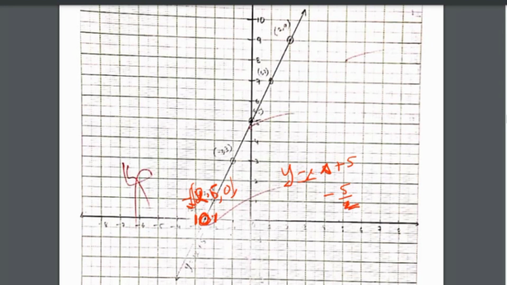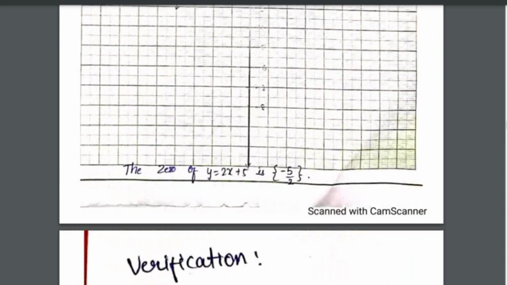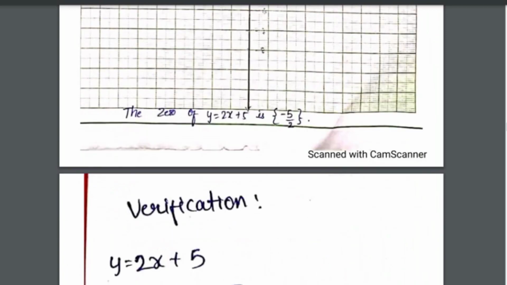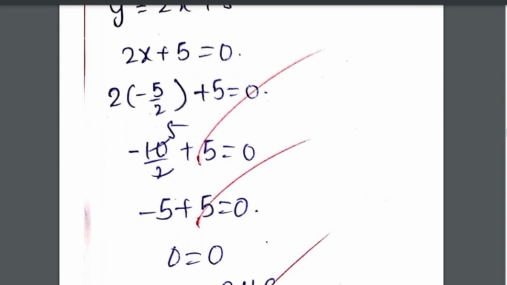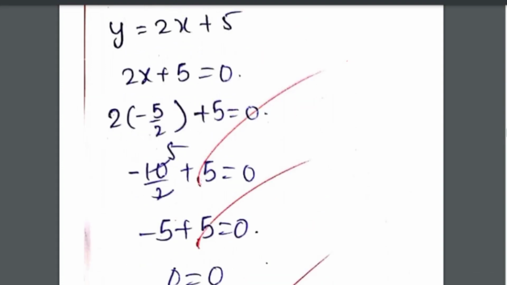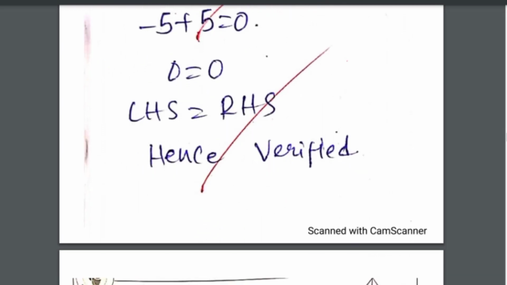So this is the problem, and let's see the verification she did for this question. The zero of the equation, she wrote minus 5 by 2, and this is the verification. Minus 5 by 2 is substituted in this, so LHS is equal to RHS, hence verified. This is the answer for this question.